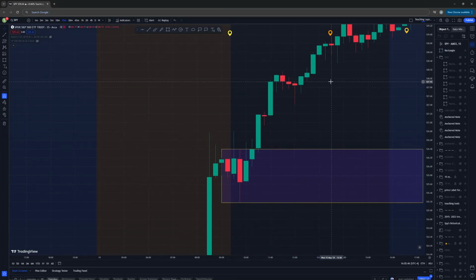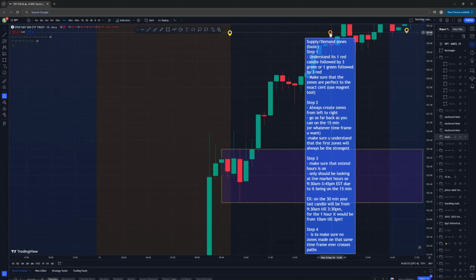Now, why did I create a supply and demand zone there, right? So to keep it real simple, if you look at my steps, step number 1, understand is 1 red candle followed by 3 green, or 1 green followed by 3 red. And then with the magnet tool, you're going to make sure it's perfect to the exact cent. That's all of step 1 right there. So as you can see, when I say 1 red candle and then 3 green following it, that's 3 green minimum. It could be more, can't be less.